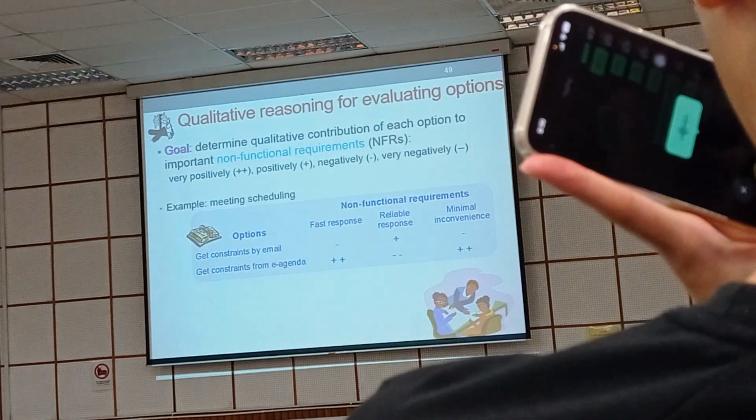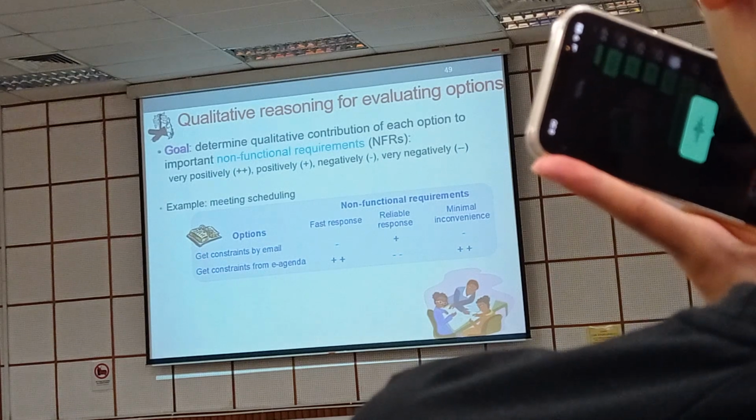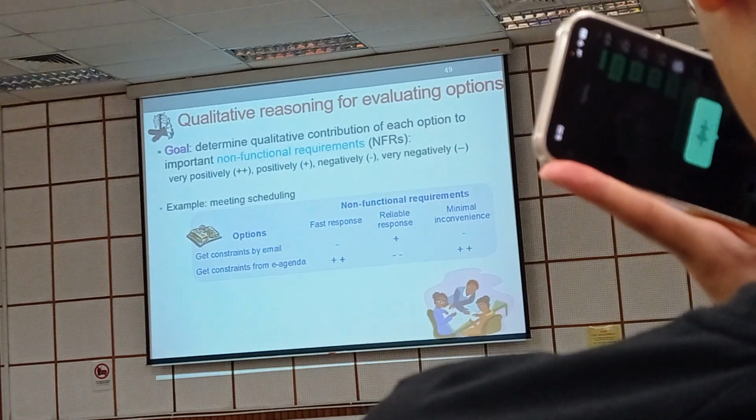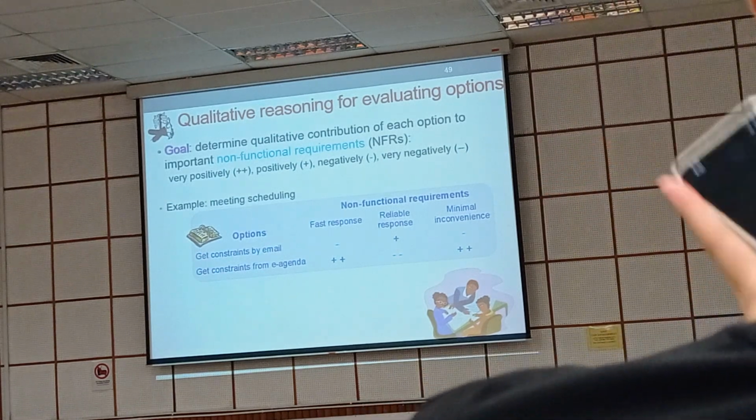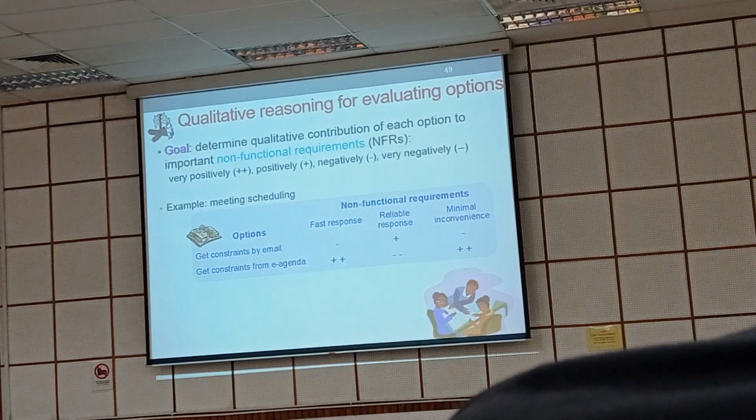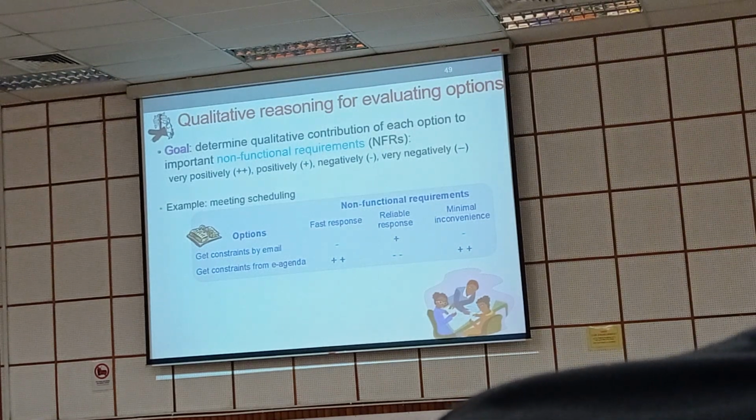Okay, are you available? Do you have anything on the day or time? So then I can collect all the constraints and determine the time. Okay, so that's the purpose. So they have 2 options here. For this project, got 2 options. What are the 2 options? Email and e-agenda.